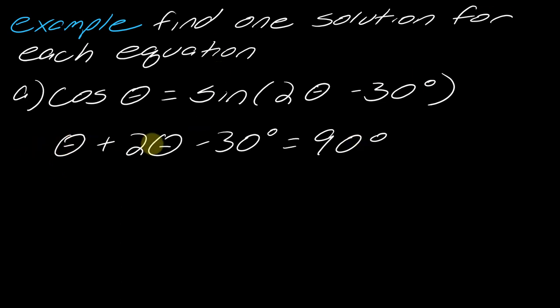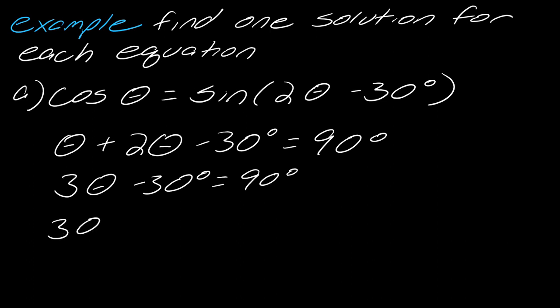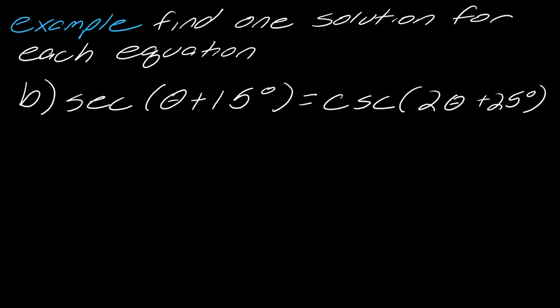So in this case, I've got the theta and the 2 theta, so that becomes 3 theta minus 30 degrees equals 90 degrees, and then I can add the 30 degrees, so I get 3 theta equals 120 degrees, so theta will equal 40 degrees. There you go. Okay, and then one more. I highly recommend that you just pause the video here and try this on your own and then hit play when you're ready. Remember, math is not a spectator sport.